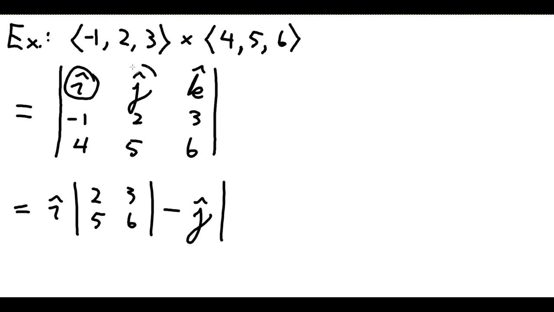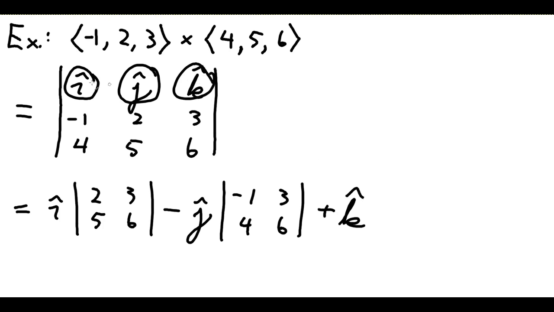times the determinant of, now focusing on j, imagine removing the row and column containing j. That leaves us with negative 1, 3, 4, 6. And finally, we have plus k. We're on to k. We imagine removing that row and column. So we have the determinant of negative 1, 2, 4, 5. All right.